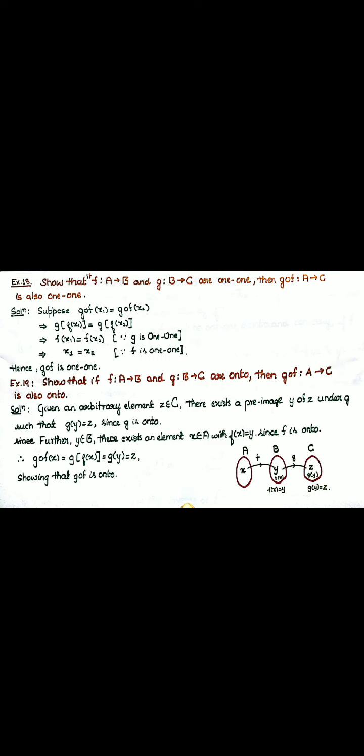Okay, so next, example 19. Show that if f is a function from A to B and g is a function from B to C, both the functions being onto functions, then g composition f, a function from A to C, is also onto. Okay, solution.